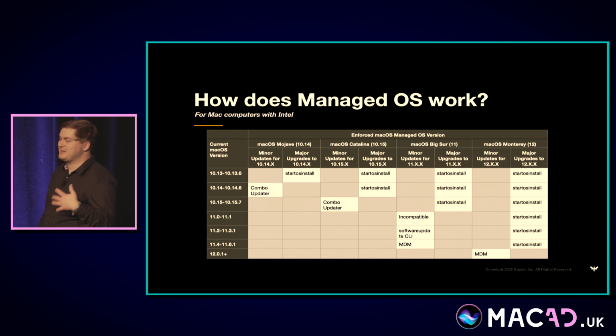So when 11.2 shipped, again, we redid all of our tests. We tried MDM commands, we tried the software update CLI. Seemed like the CLI was going to be the most reliable option. So for clients running that version of macOS, that's what we use. We use the software update CLI. Then you'll see for anything after 11.4 and above, we start using MDM commands. We've tested with every major release, every beta version, waiting for those MDM commands to become a bit more reliable, and they did. So we started leveraging those for minor version enforcement.